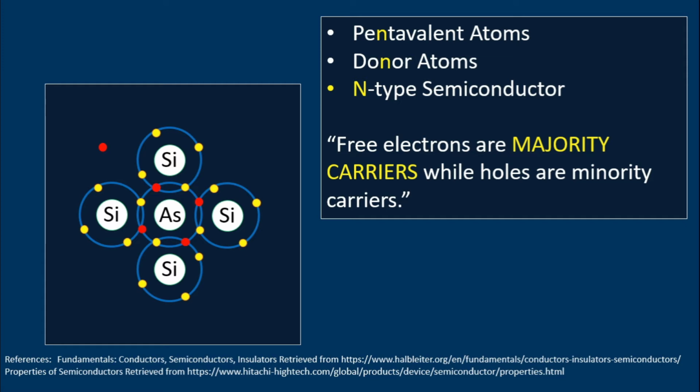Since we added an impurity atom to the silicon crystal, the semiconductor will now be called an extrinsic semiconductor. In other words, a doped semiconductor is an extrinsic semiconductor, while a pure semiconductor is an intrinsic semiconductor.